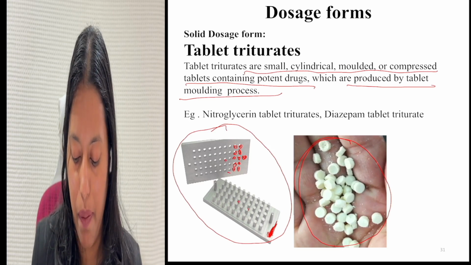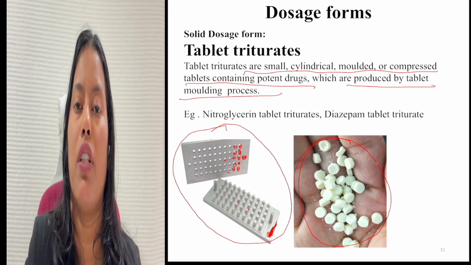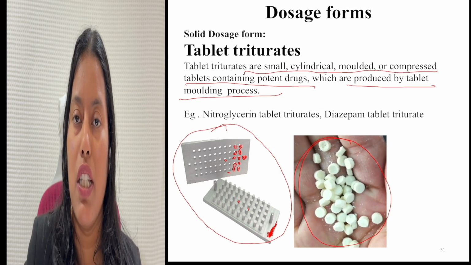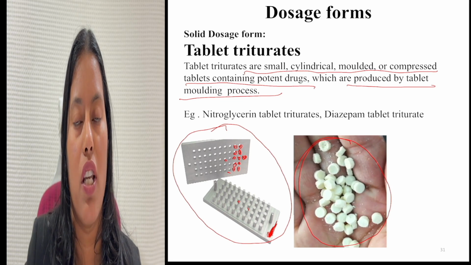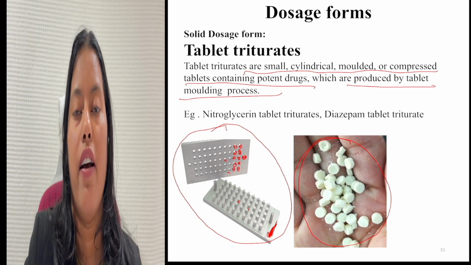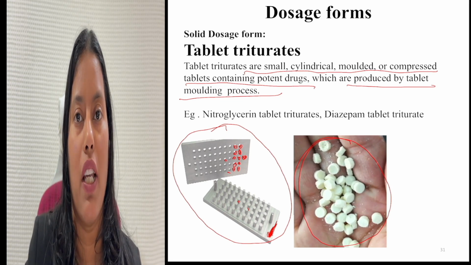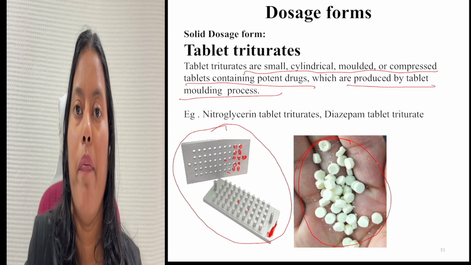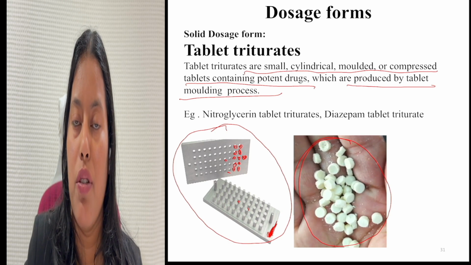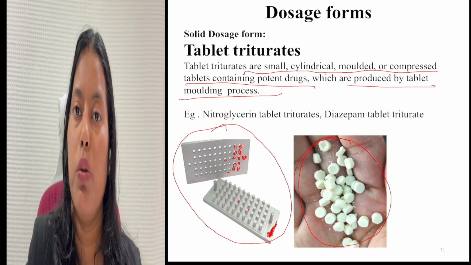So once you have prepared the tablet triturate, you have to dry it. As alcohol is the binder used, the drying is faster. You can do air drying, or oven drying can also be done. Then they are stored in a plastic jar or a glass container. Sometimes the tablet triturates are filled into capsules.